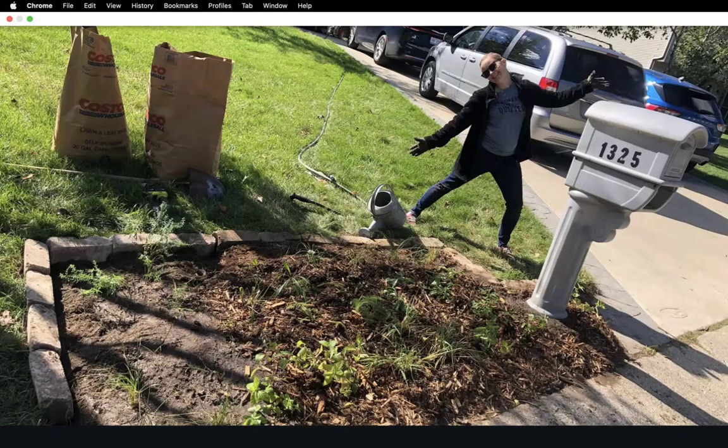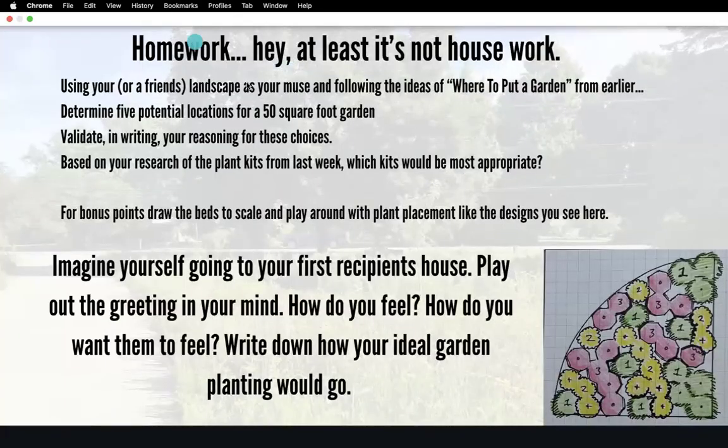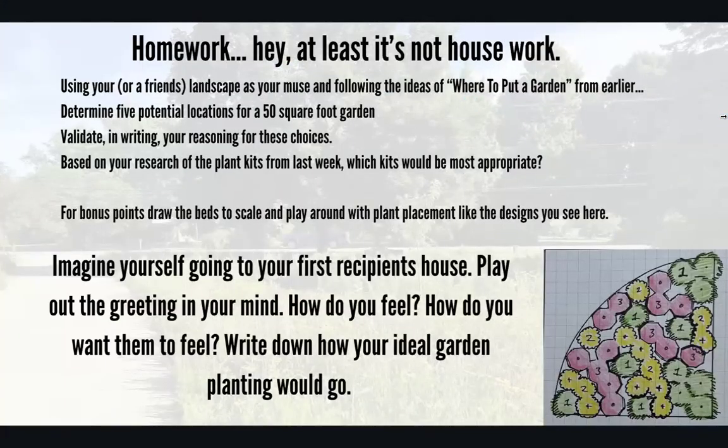I'm going to tell you guys what your homework is. So use yours or your friend's landscape as a muse and follow the ideas of where to put a garden from earlier and determine 5 potential locations for your 50 square foot garden. And then, and this is really important, validate your reasoning in writing. Literally write it down. Get yourself into the habit of not just thinking your thoughts, but getting them out. You can type it, that's fine. Getting them out there so they become a little realer.